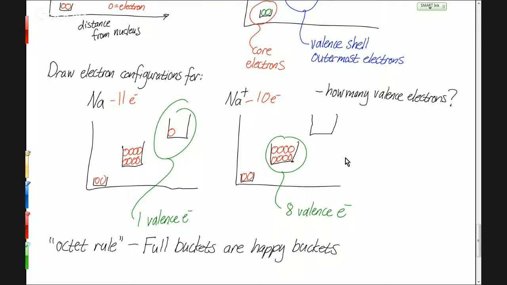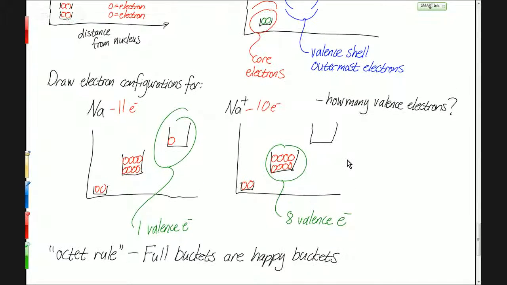The reason I show you that is this becomes a very powerful way of predicting formations of ions. If we think about this rule that we want to have full buckets, and what we do to make our buckets full, we can look at many of the atoms on the periodic table and figure out what their most common ion is. So let me give you an example.